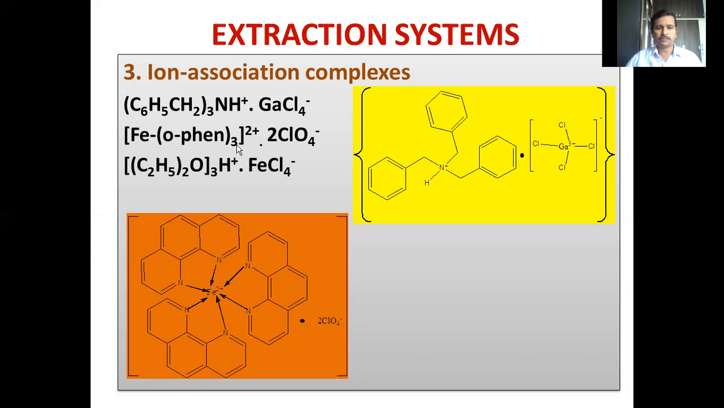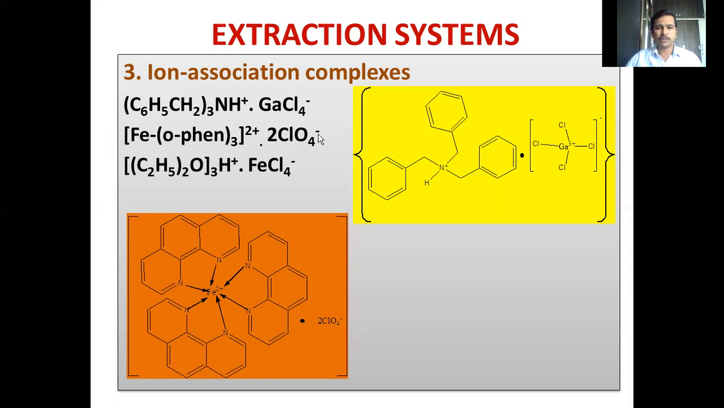How to do this? Very simple. You take perchlorate ion or perchloric acid. You treat ferroin with perchloric acid. Ferroin perchlorate will be the metal chelate you are going to obtain. Here the ferroin cation, which has a 2+ charge, and the perchlorate anion react together to form an ionic aggregate.